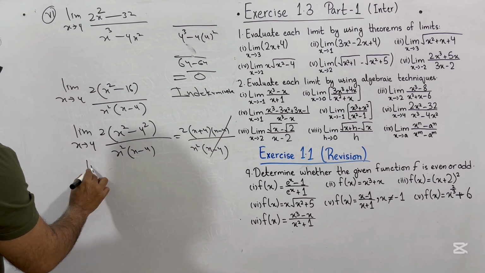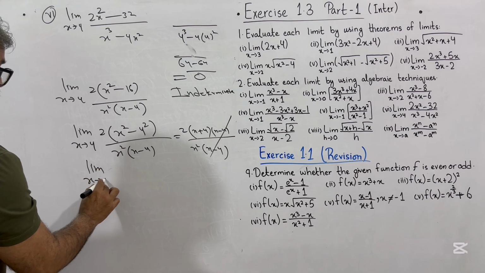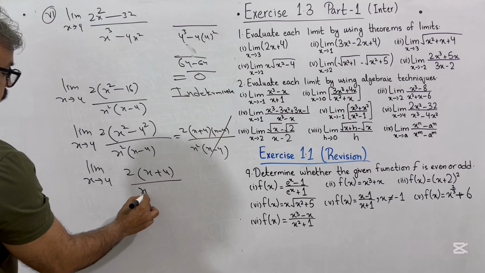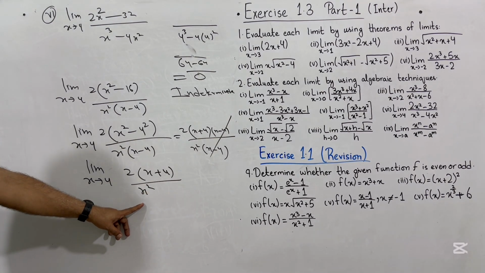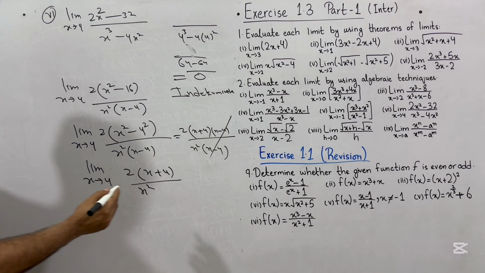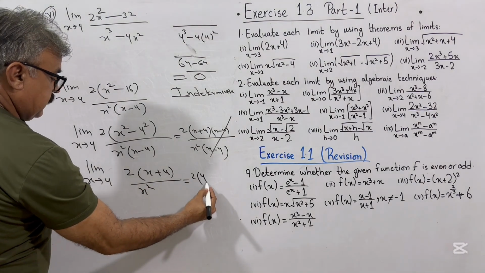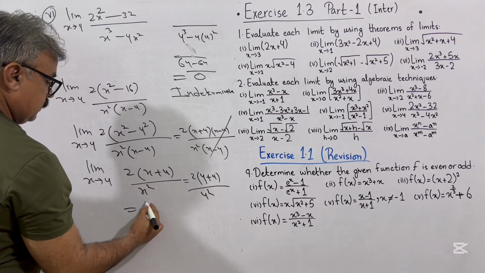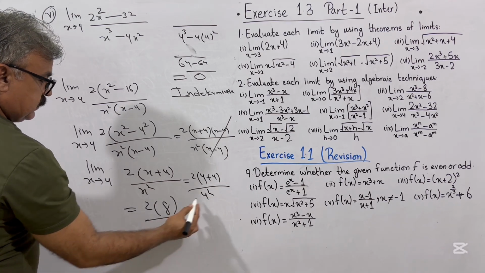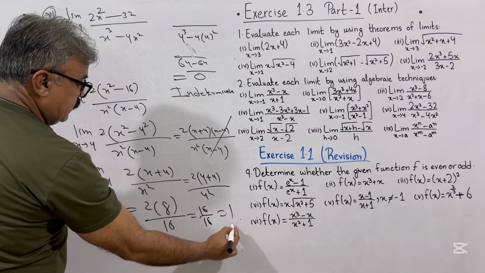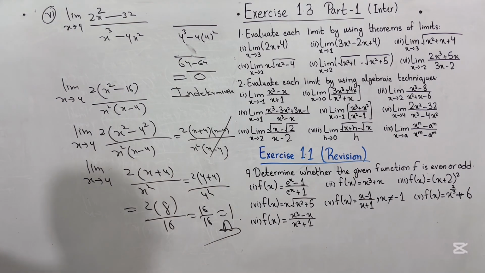What remains? Limit x tends to 4, we have 2 times x plus 4 divided by x square. Put limit. x is 4, 4 square is 16. Denominator is not 0. Just put 2 times x is 4, 4 plus 4, overall 4 square. 2 times 4 plus 4 is 8. Square of 4 is 16. 2 times 8 is 16, overall 16. 1 is the answer in that case.